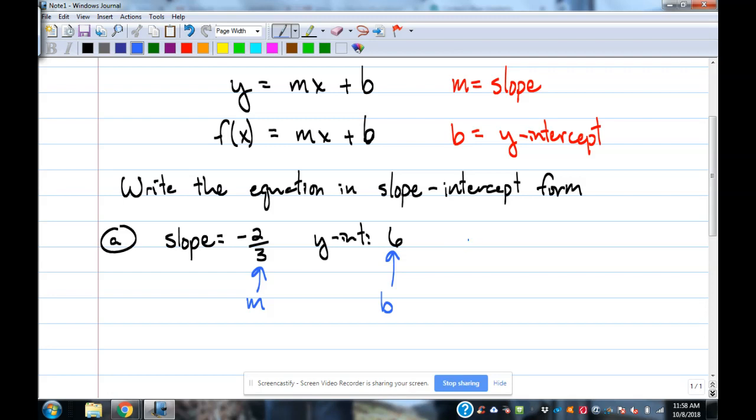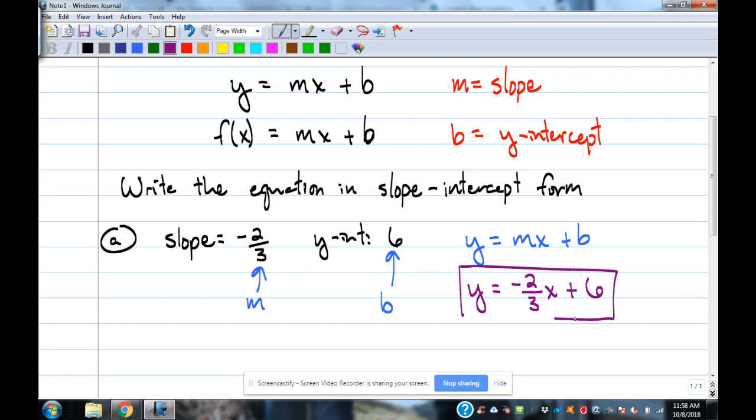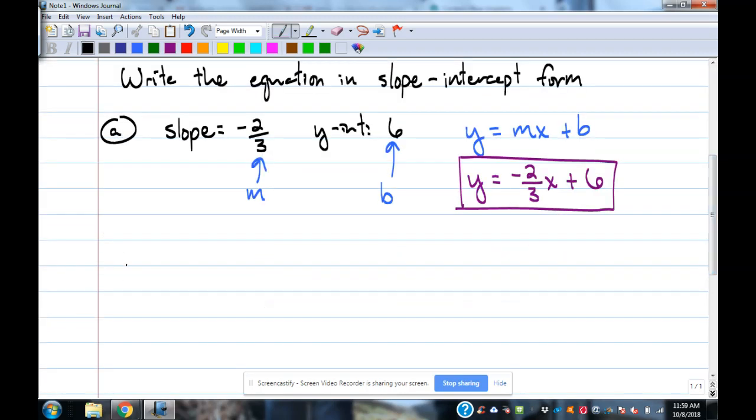So when you go to slope-intercept form, you're just replacing those with the numbers that they told you. Instead of m, I'm going to write negative 2/3 x plus the y-intercept, which is 6. Write the number 6 right there. And I'm done. That's easy, but they're not going to stay that way. You know that's not going to happen, but that's what you've got to be looking for.